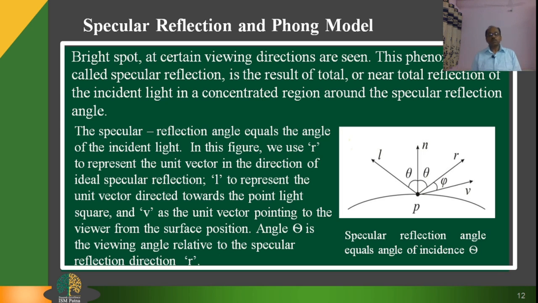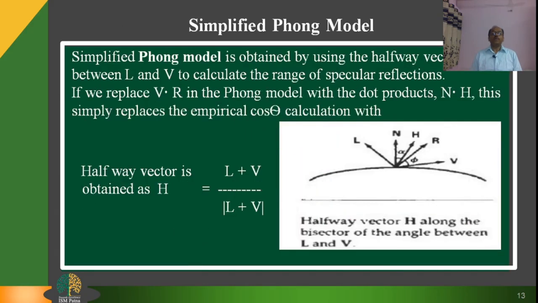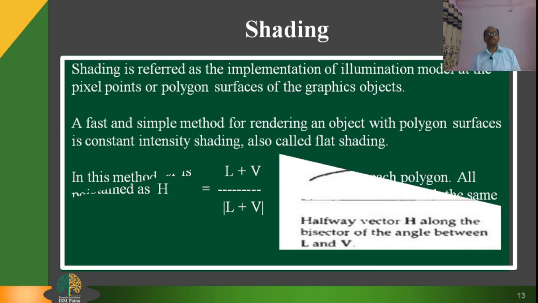So, we use a simplified Phong model, obtained by using the halfway vector H between L and V to calculate the range of specular reflections. If we replace V dot R in the Phong model with the dot product N dot H, this simply replaces the empirical cos theta calculation. The halfway vector is obtained as H equal to L plus V, whole divided by modulus of L plus V. So, this simplified Phong model helps us more.